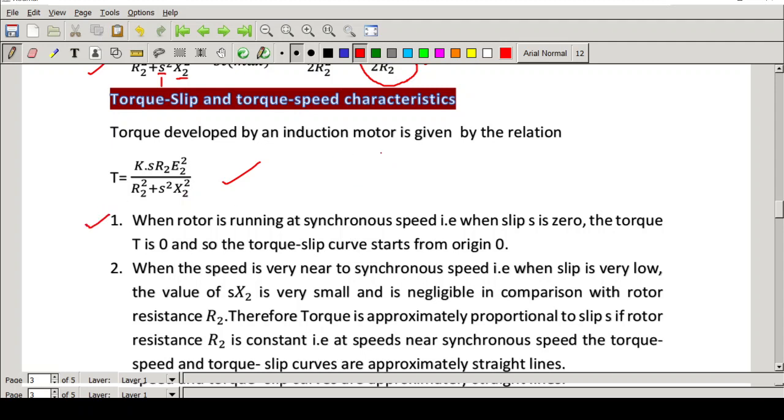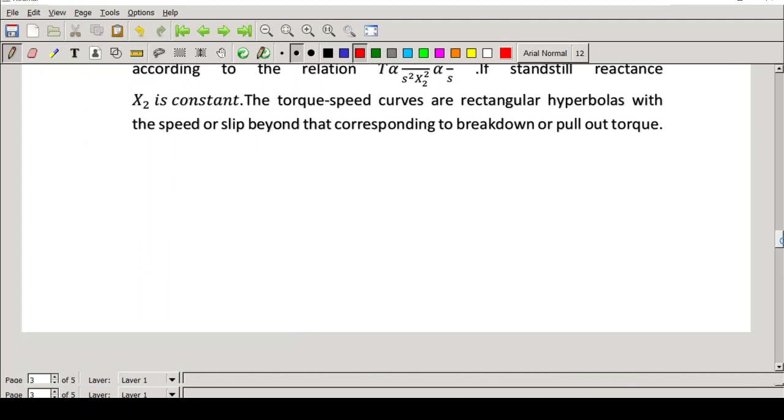Now let's take the first case. Suppose the slip is 0. Okay, what is the meaning of slip is 0? Slip is 0 when NR is equal to NS, right? That is, when the rotor speed is the same as the synchronous speed, slip will be 0. So what will be the torque? Just imagine if slip S is 0, what will be torque? Torque will also be 0, right? So let's just now see the characteristic.